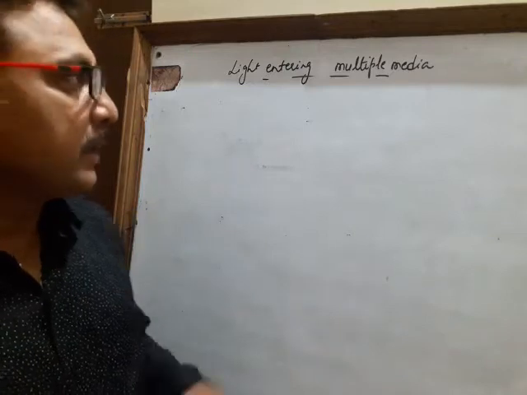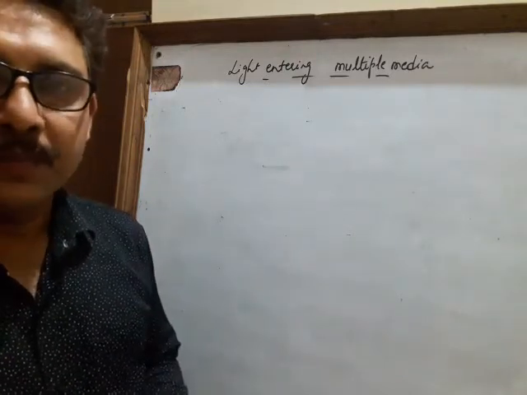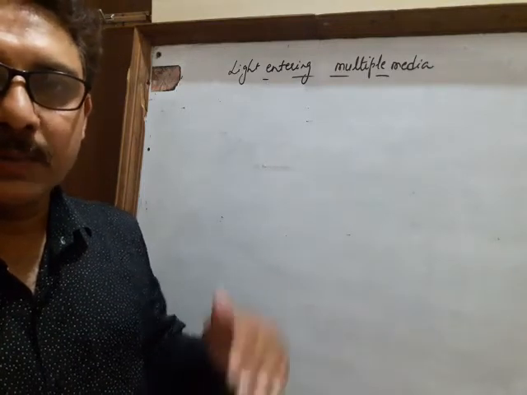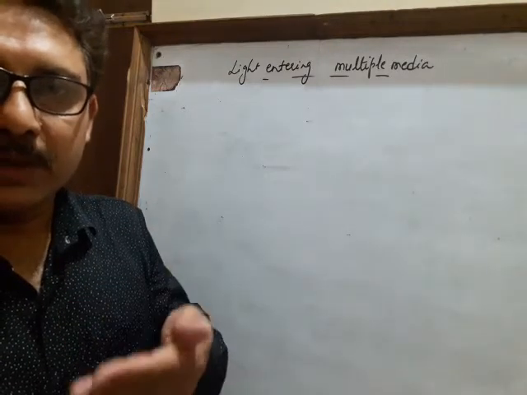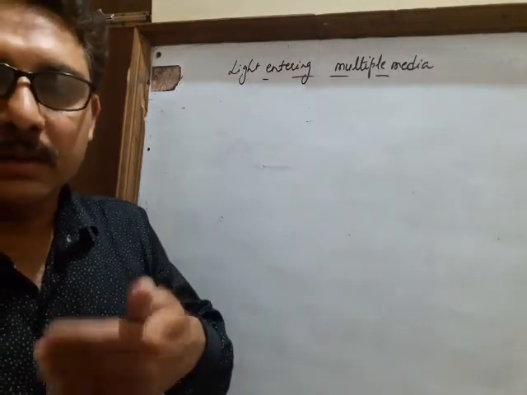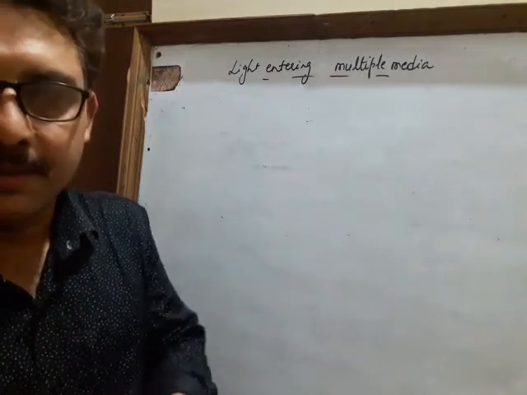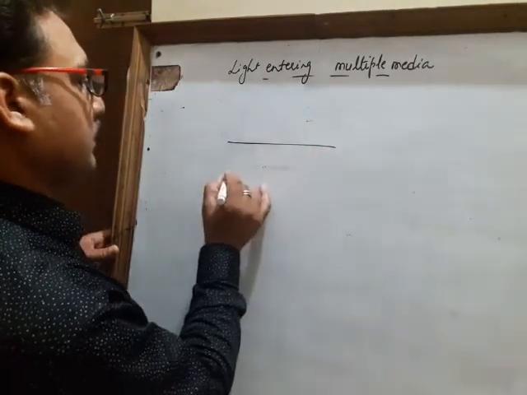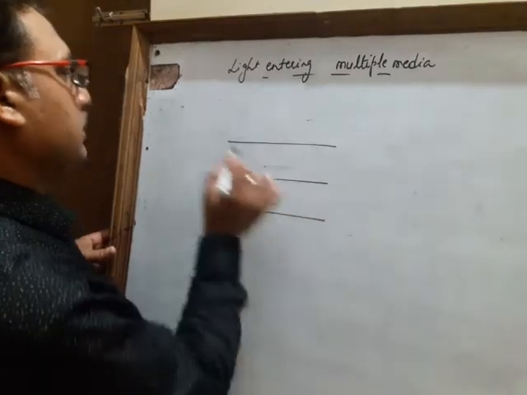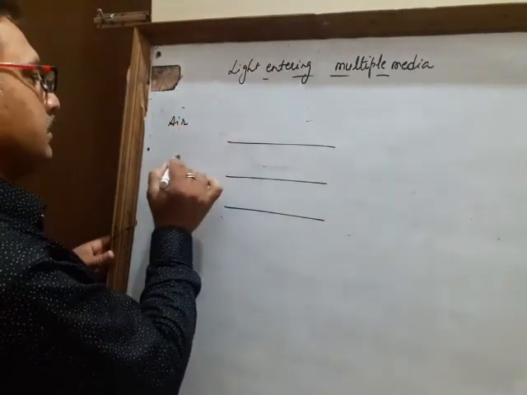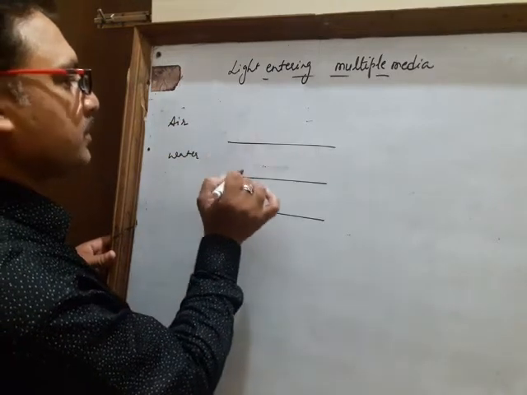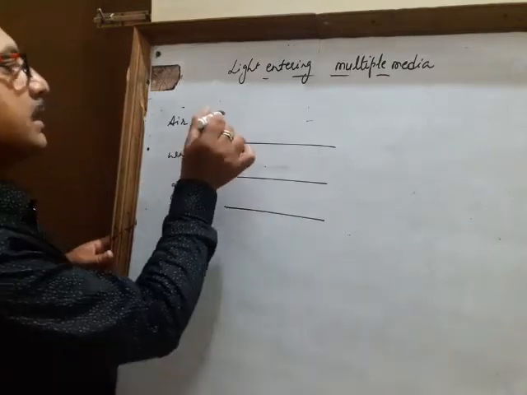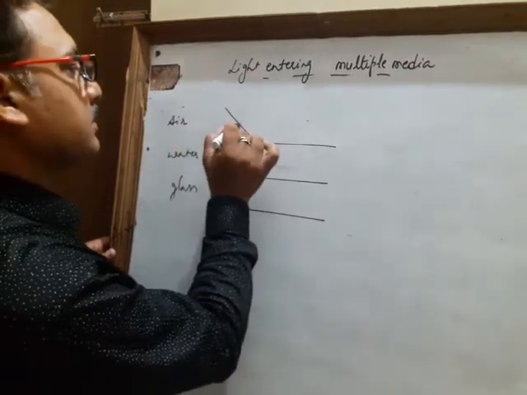When light enters multiple media, say a glass slab and water are both there, the light is coming from air, entering a second medium like water, then entering a third medium like glass, and finally emerging out in air. So what happens in this case, let us see. This is air, this portion is water, and this portion is glass. And the light ray enters like this.